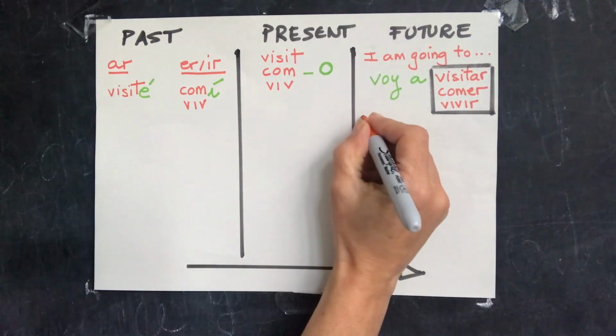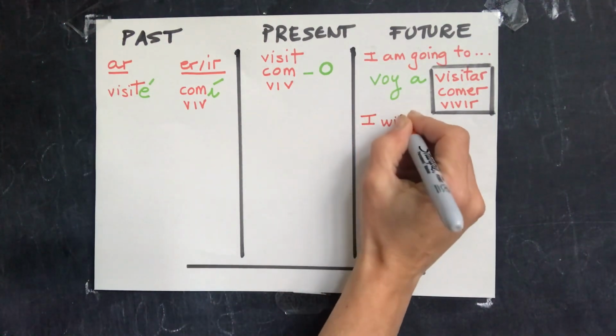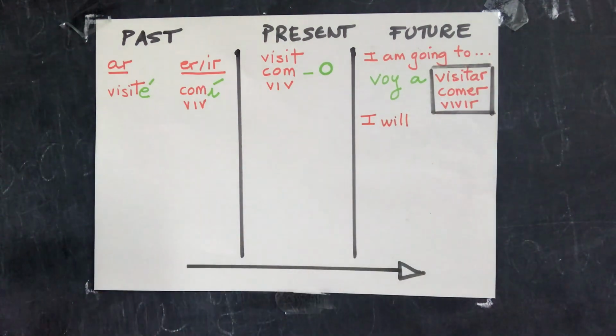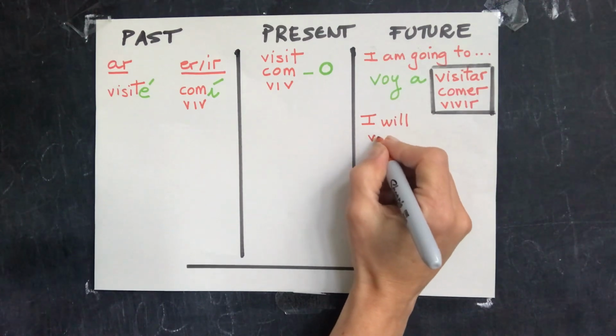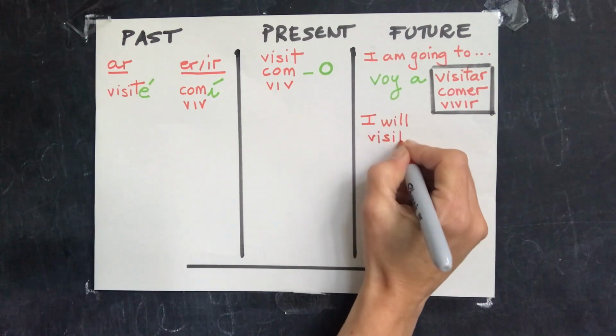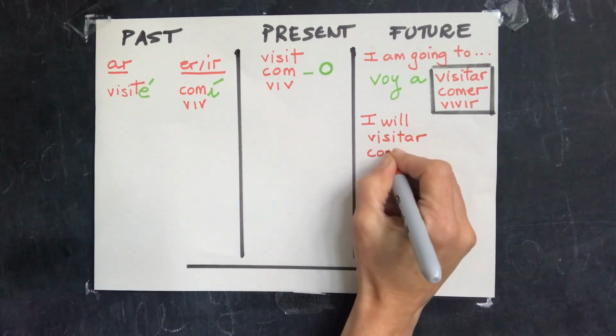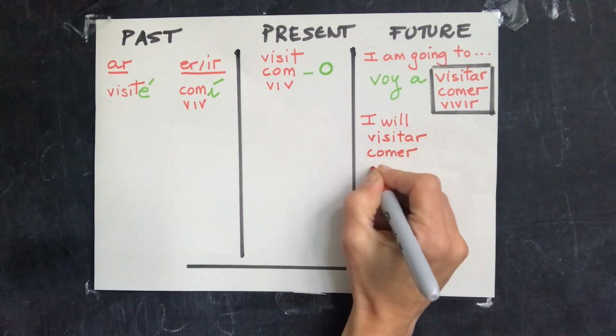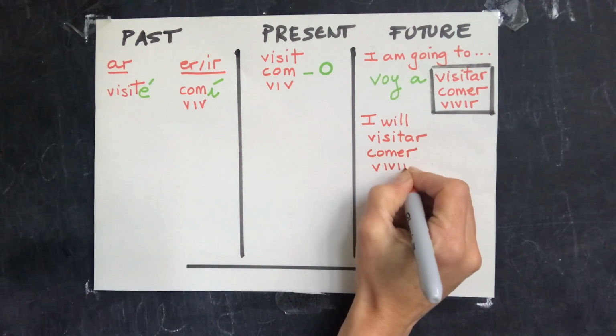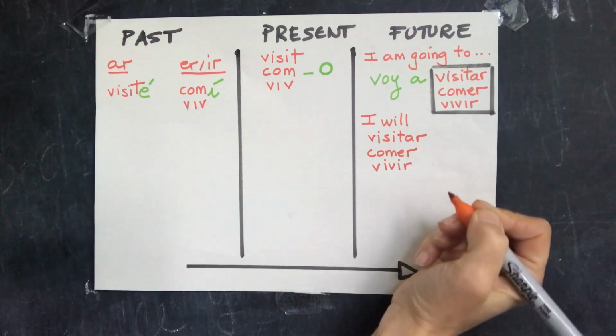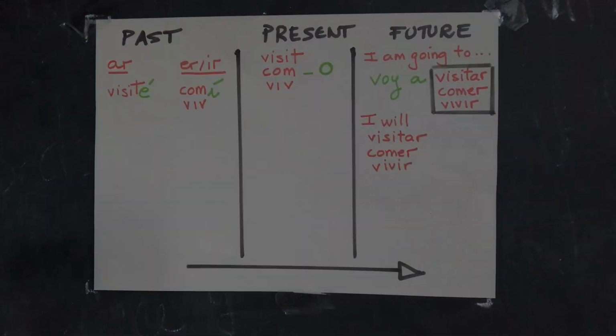We can also express a future action in English with I will. Being a future conjugation, it will need also the infinitive, the entire verb without removing any of the letters at the end. And what will happen is that we will add our ending to it.